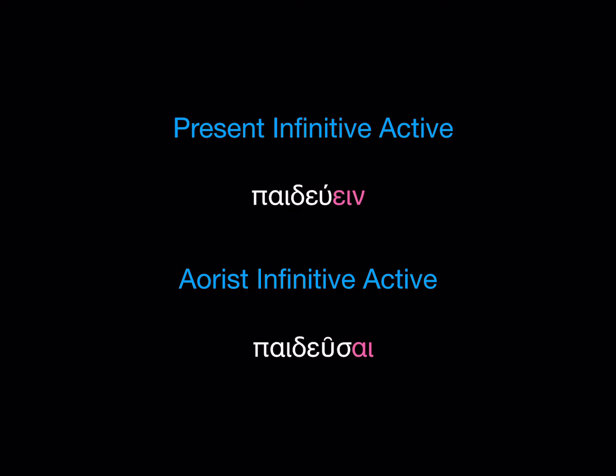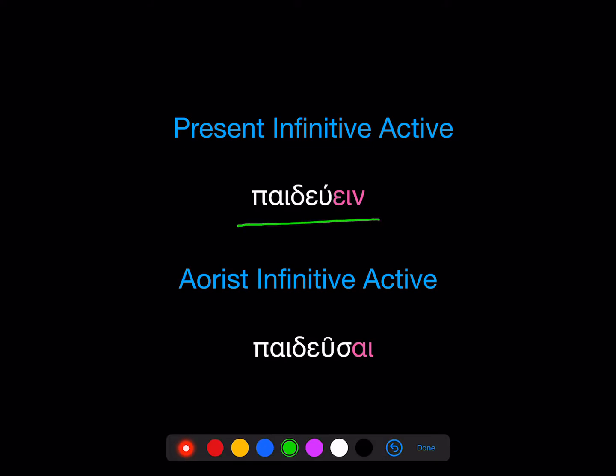We'll see the same difference in aspect between the present and aorist infinitives. So remember the present infinitive active, paideuein, to be teaching. Here's the aorist infinitive active. Now remember, it doesn't have past time, so it doesn't have the past indicative augment. There's that stem from the third principal part, and this ending.